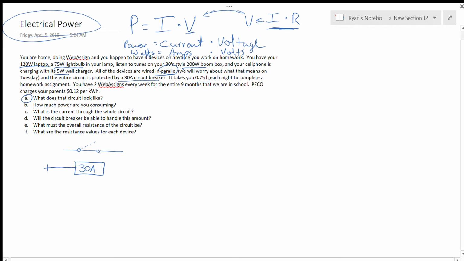It takes you 0.75 hours to complete your homework assignment. WebAssign is every week for the entire 9 months that we are in school. PECO charges your parents 12 cents per kilowatt hour. We will talk about a kilowatt hour and what that means. Essentially, there's a good deal of unit conversion that happens in this problem. Oh, you know what? I wanted to ask question G, which is how much does WebAssign cost your parents for the year?